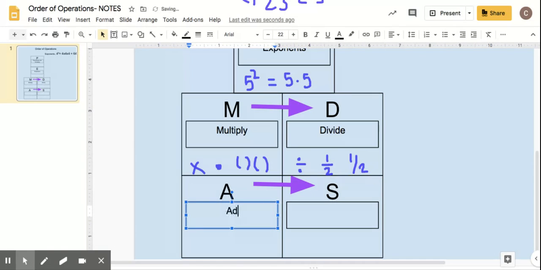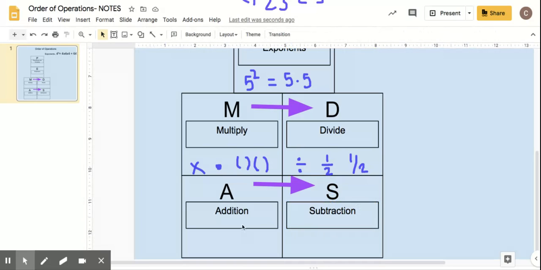The A is for adding, and the S is for subtraction. But these two also work just like multiply and divide. They're not one is more important than the other. It just matters working left to right in our problem. There's no really fancy things for adding or subtracting. Adding is the plus sign, and subtracting is our minus sign. Again, always going left to right.